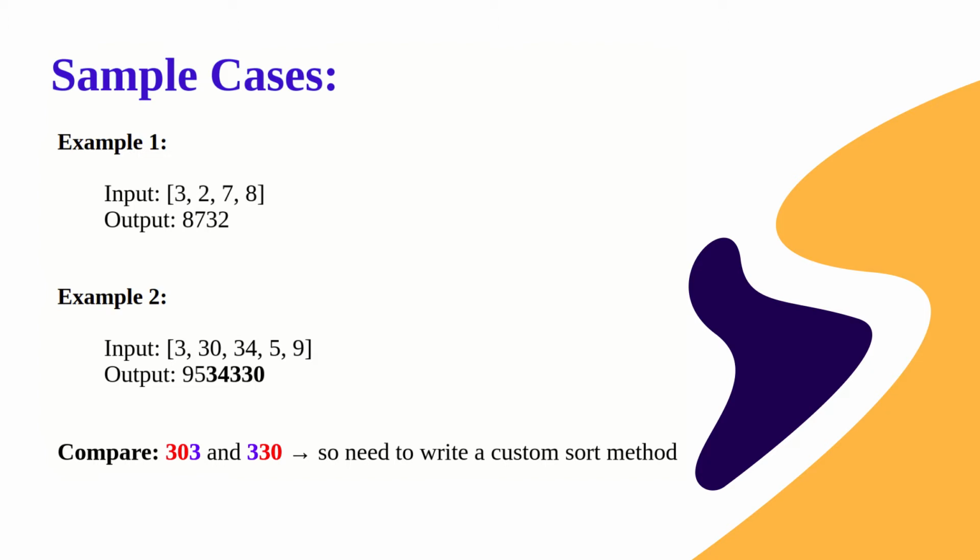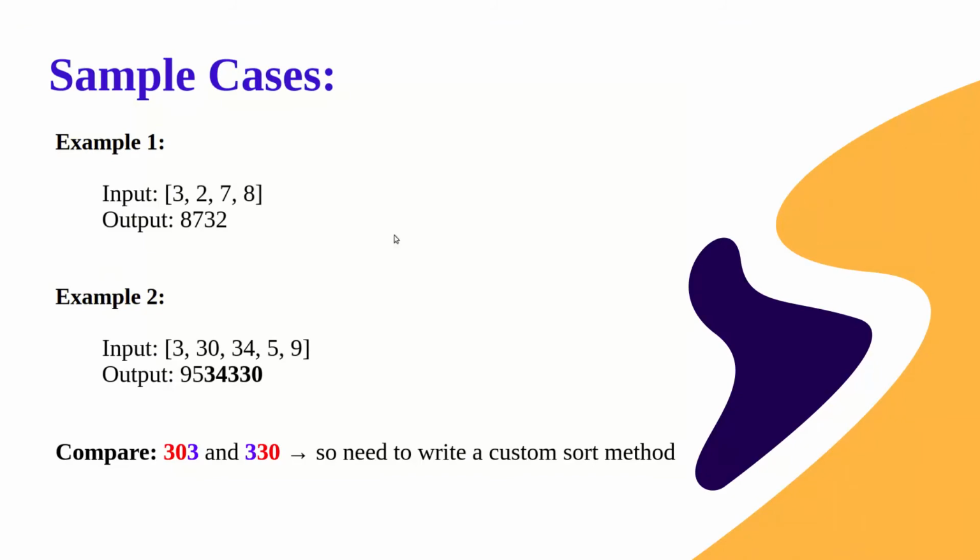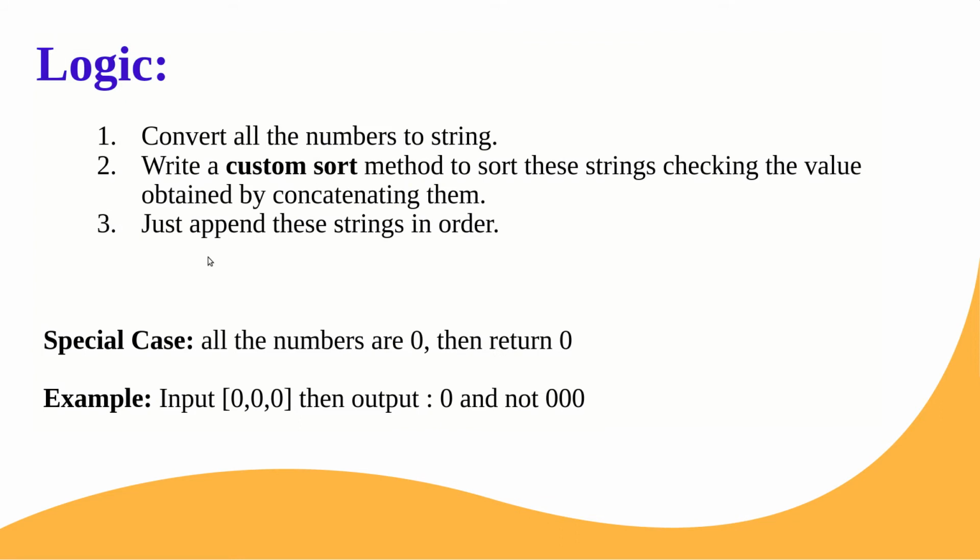You just need to write sort a.begin, a.end, and that sorts the vector in increasing order for you. But when you want to sort in some customized way which is not explicitly known to the compiler, you need to write a particular custom method, which I'm going to demonstrate shortly. So the logic is: convert all the numbers to strings, so that you can perform the append operation for the final answer. Then write a custom sort method to sort these strings, checking the value obtained by concatenating them.